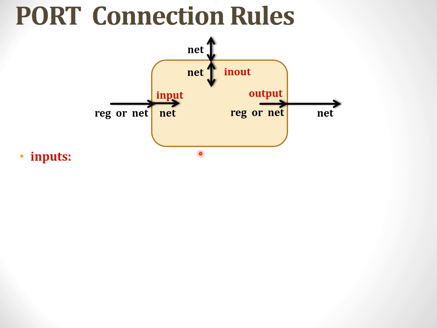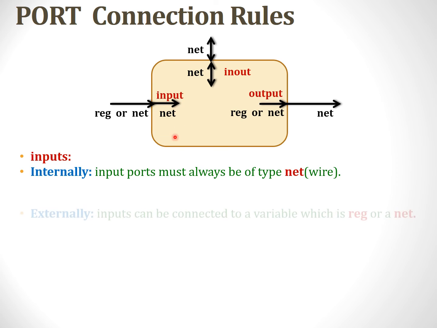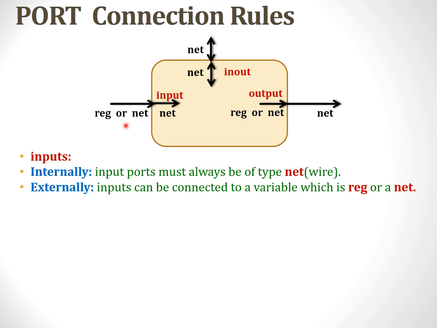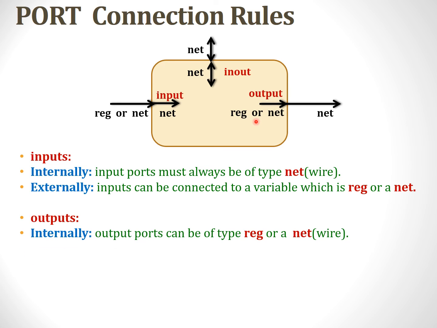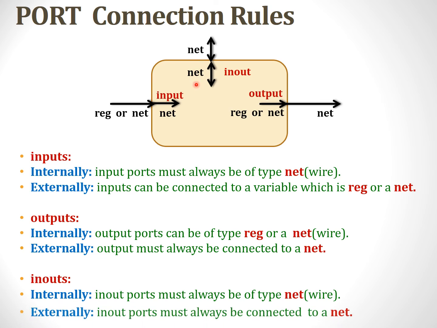To summarize, for the inputs, internally input ports must always be of type net or a wire. Externally, they can be either a register or a net. Similarly, for outputs, internally outputs can be a register or a net, but externally outputs must always be a net. For inout terminals, internally and externally, they have to always be of type net itself. So these are the port connection rules.